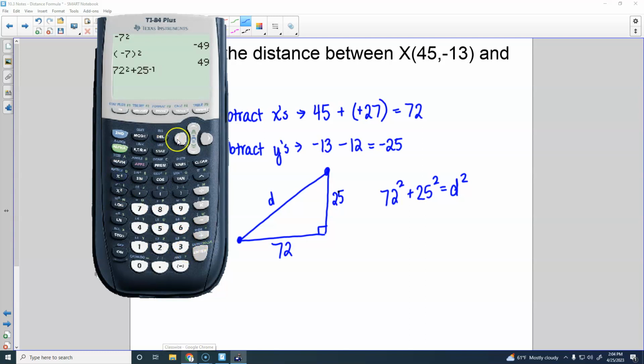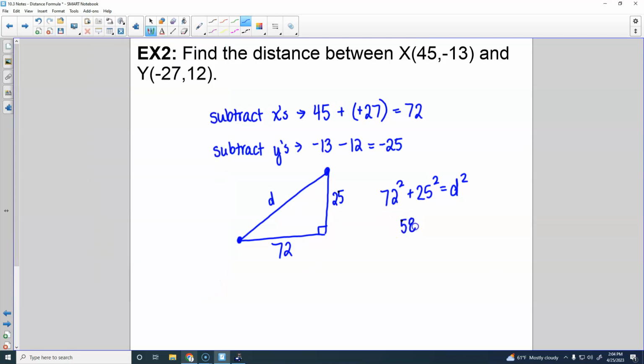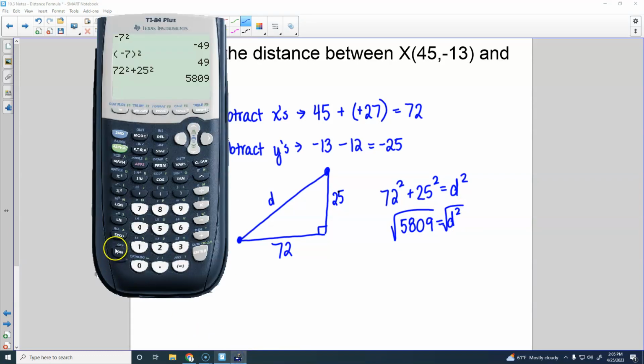So 72 squared plus 25 squared is going to give us 5,809. And we will square root both sides. And we get 76.217.